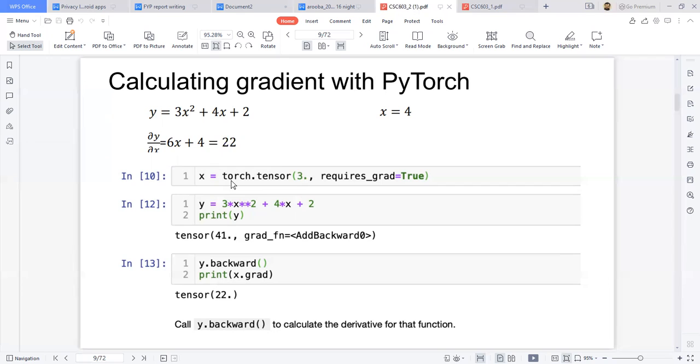Then this is the code. They have used the PyTorch library, torch.tensor 3 with requires_grad. So this is just 3x squared plus 4x plus 2, this one. They have written this and printed it. So this is just the example.